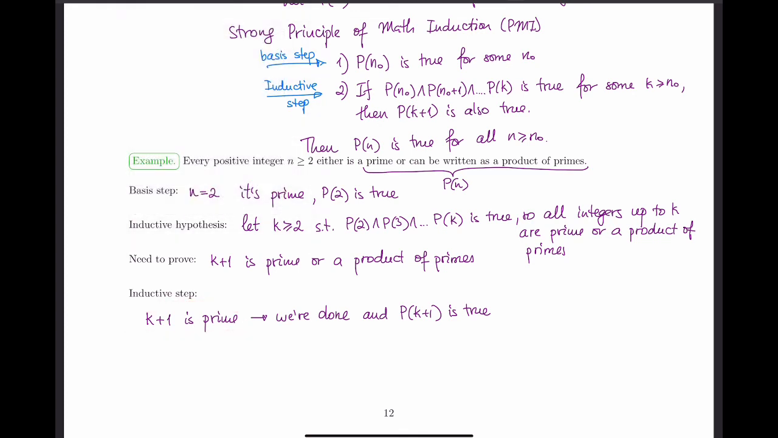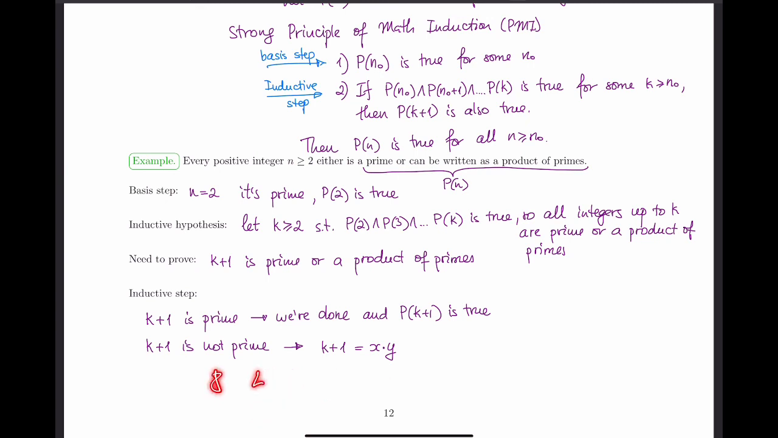What happens if it's not prime? So if k plus 1 is not prime. Remember that primes are numbers that only have two divisors, 1 and themselves. If k plus 1 is not prime, it means that it can be written as a product of two numbers that are not 1 or itself. So let's do a number example just so that we can ground ourselves. 7 is a prime because the only numbers that divide 7 are 1 and 7. 8 is not a prime because it has other divisors. So for example, 8 can be written as 4 times 2, or 2 times 4, or 2 times 2 times 2, or something like that.